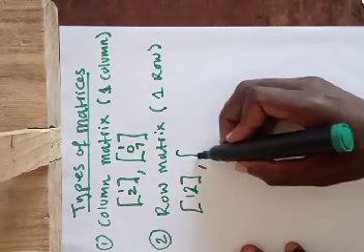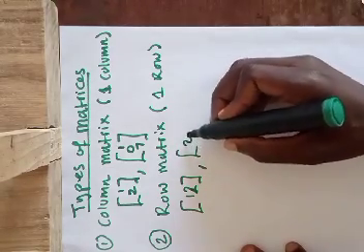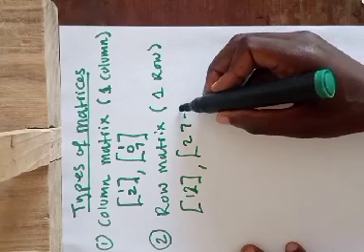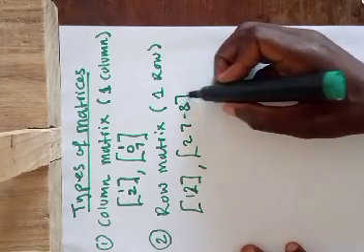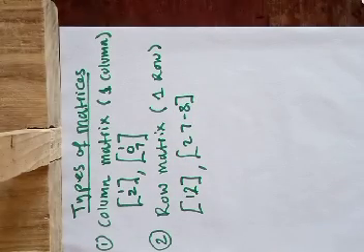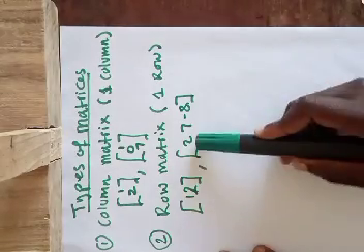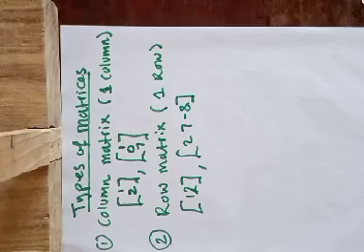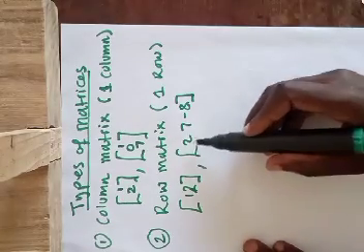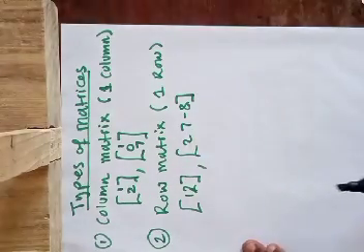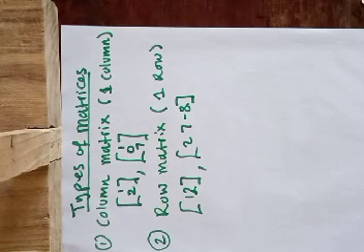You can also have something in the form of 2, 7, -8, like that. Okay, this is also a row matrix. Why? There's only one row but two columns in the first one. Here there's only one row. We have one row but three columns. This is what we call a row matrix.